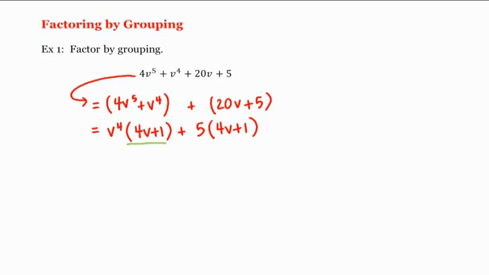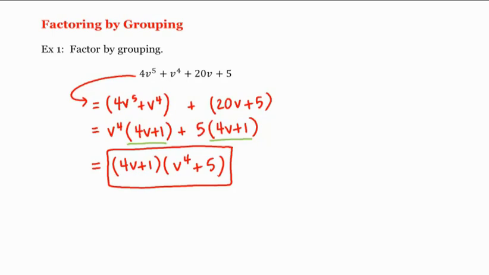which is the same binomial expression as in the first grouping, which is why factoring by grouping works here, because now we can factor that out of both of these. In other words, this is equal to 4v plus 1 times v to the fourth plus 5, which would be our answer.